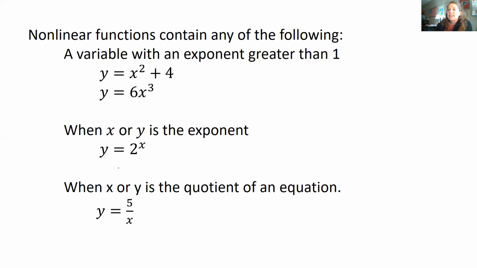Also, you have a nonlinear equation if your x or y is the exponent. So this is y equals 2 to the power of x. Well, if we made a t-chart and graphed that, we would see that that does not form a straight line. So when your variable is the exponent, it's nonlinear. And then on the last example, if you have your x or y as the divisor or the quotient, it is nonlinear, okay?